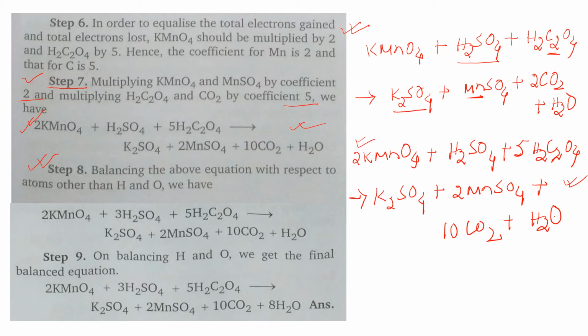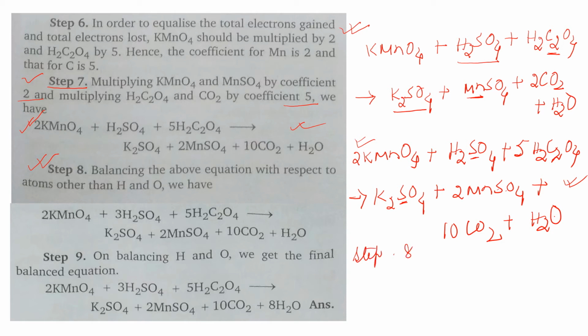But see for sulfur, I think sulfur is a problem. Now on the left hand side sulfur is 1. On the right hand side sulfur is 1 and here 2, so it is 3. That means this sulfur has to be multiplied by 3. So what I am getting in step number 8, this is my step number 8.